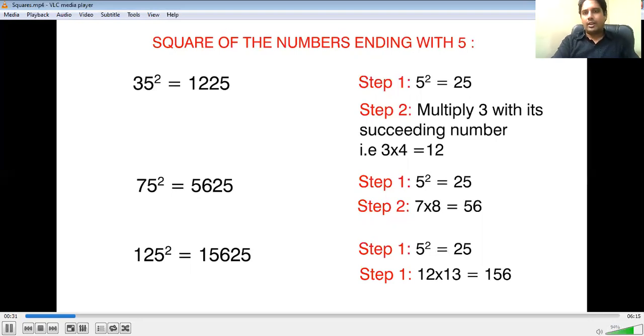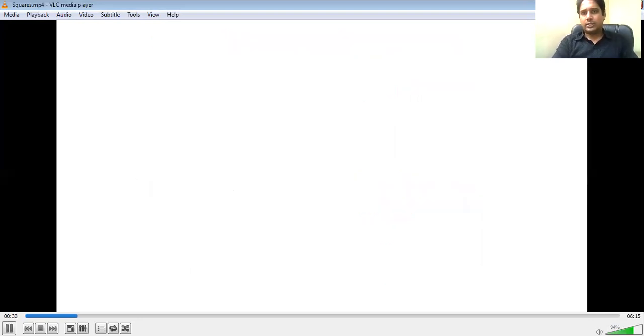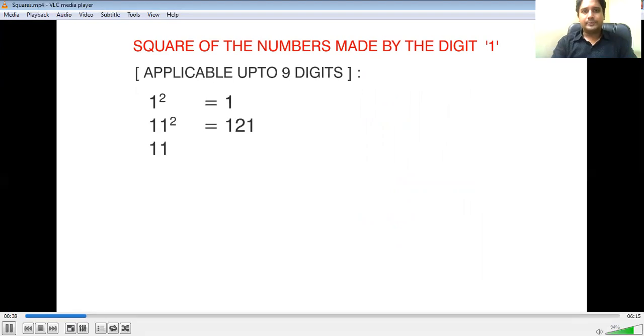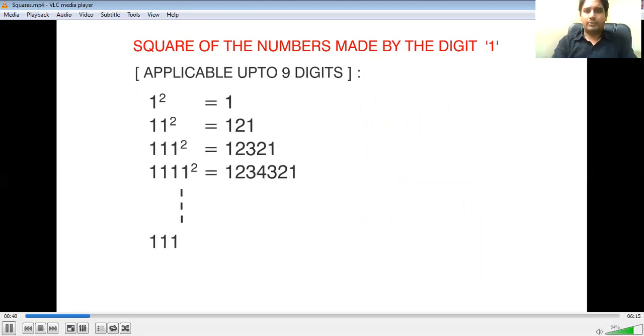Now, let us find out the square of the numbers which are made up of 1. I am talking about only those numbers which have 1 as their digit, that is, the entire number is made by the digit 1. This particular method is applicable up to 9 digits only. Here I am writing down the squares of the numbers which are made up of 1 up to 9 digits. Now let me explain the mechanism.